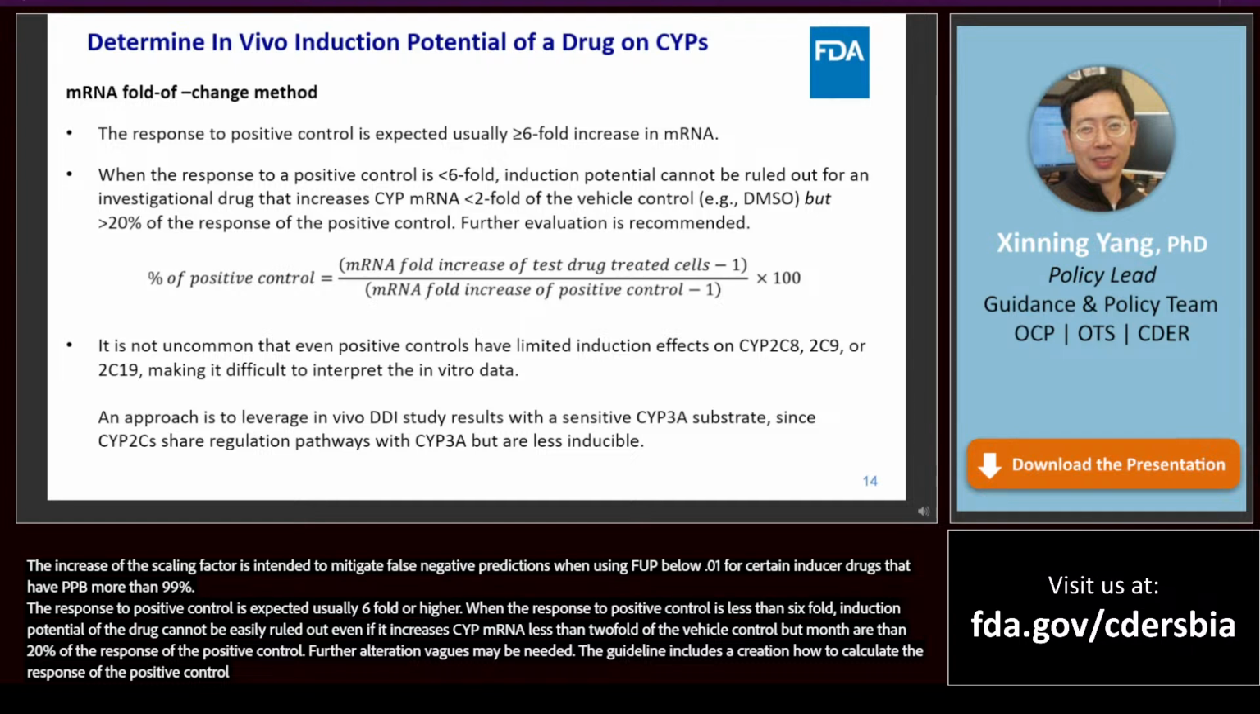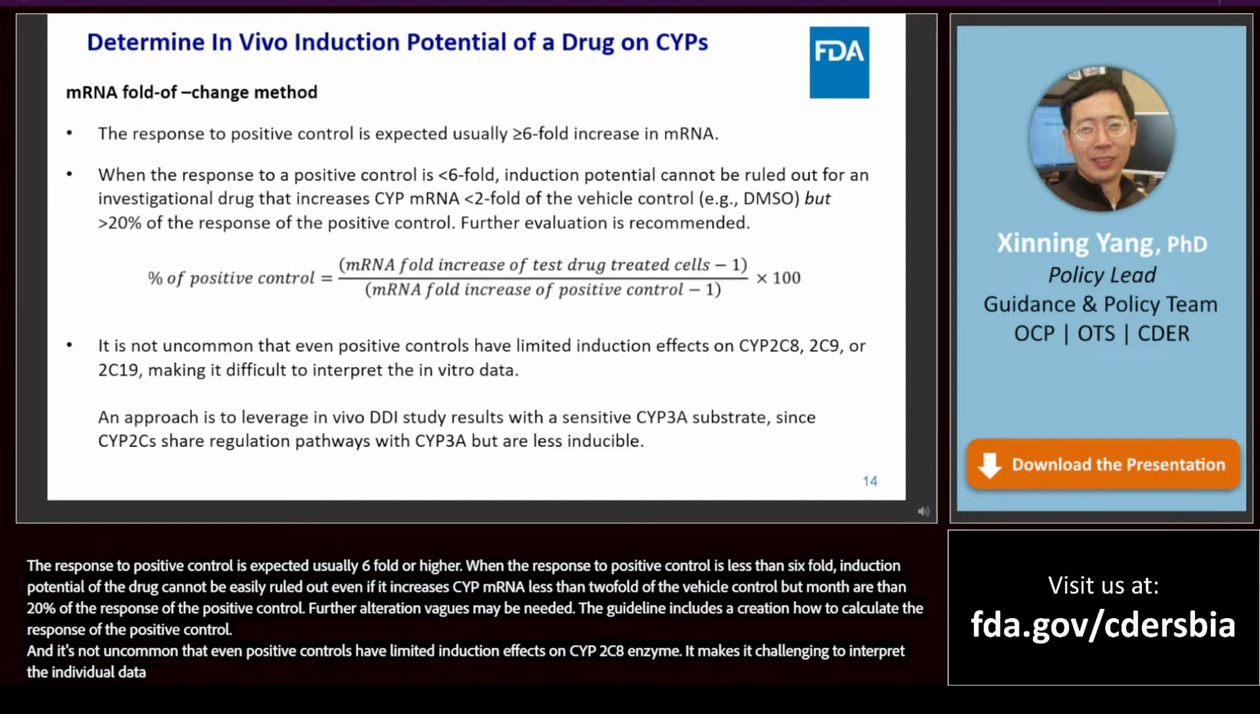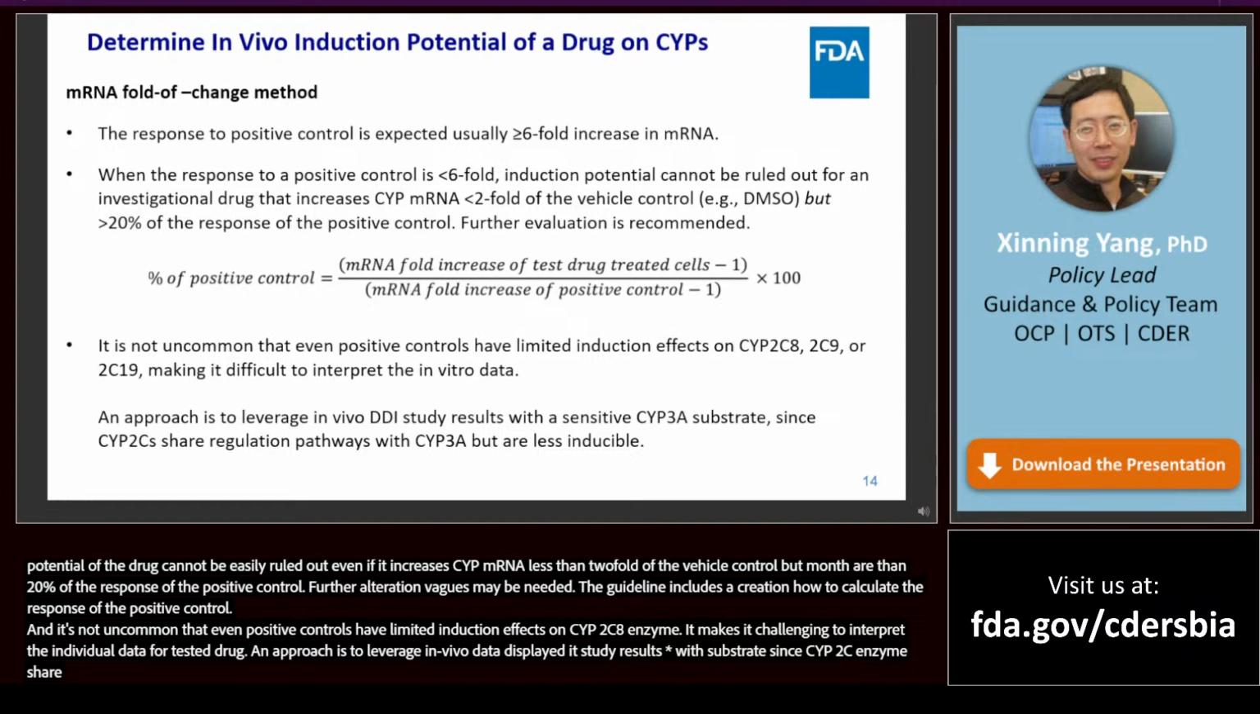It is not uncommon that even positive controls have limited induction effect on CYP2C enzymes. This makes it challenging to interpret the in vitro data for a tested drug. An approach is to leverage in vivo DDI study results with a sensitive CYP3A substrate, since CYP2C enzymes share the regulatory pathway with CYP3A but are less inducible. This approach will be described more in a later presentation by Dr. Kellie Reynolds.